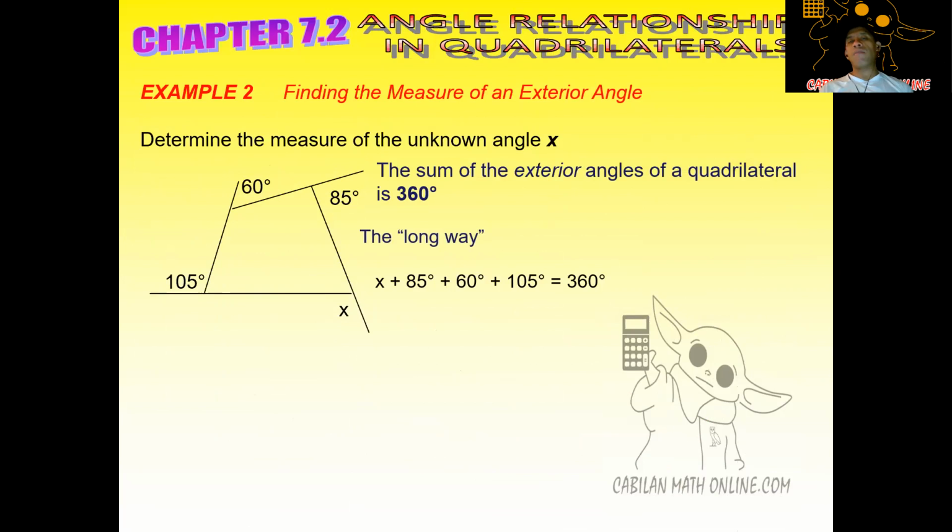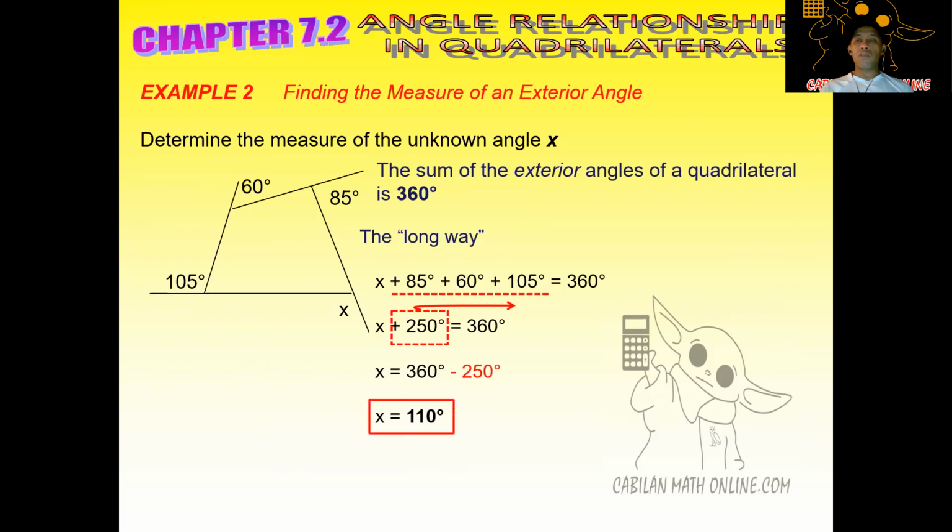So the x, the 85, the 60, and the 105 degrees, we're going to add them all up to give us 360. You can see we're going to group the numbers together. That gives me 250. Take the 250 and then subtract it from 360, and the angle x will be 110 degrees.